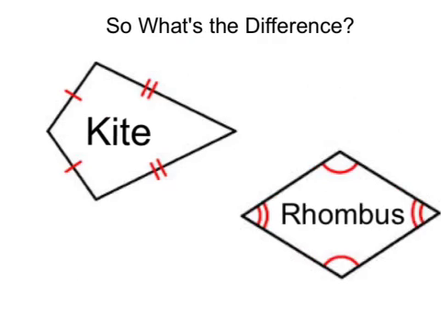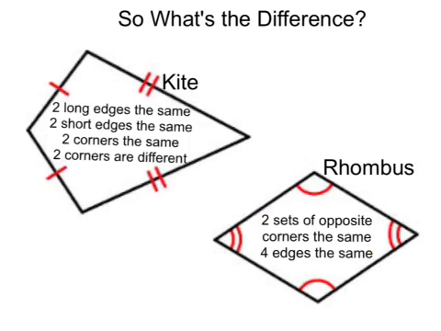So let's go back to what we were comparing. Let's have a look at the difference between a kite and a rhombus. So a kite has two long edges the same and two short edges the same. Two of the kite's corners are the same, but the other two are different. Whereas a rhombus has all of your edges the same and two sets of corners that are the same. So these two opposite and these two opposite.